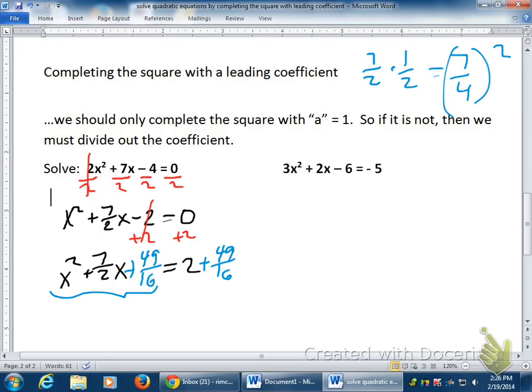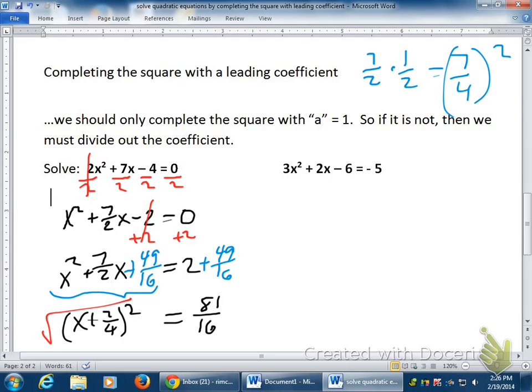This is x plus what? 7/4 squared, and that's going to equal, let's see, 2 is really 32 over 16. So does it end up being 81 over 16? Oh, that's great. I love that. Does anybody else like that? Come on, what do you notice immediately? Yeah, they're both perfect squares. This is going to be nice, isn't it?